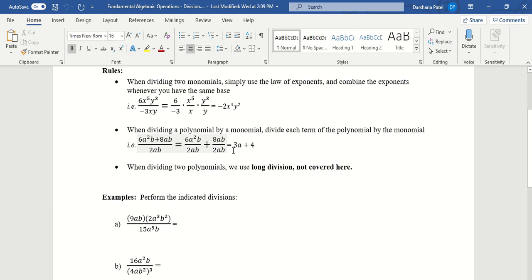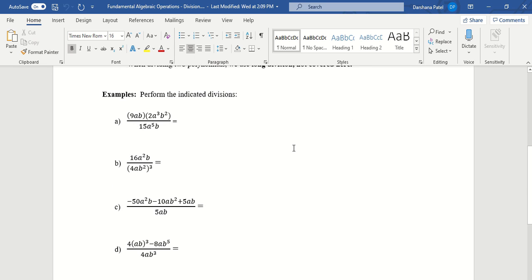6 divided by 2 will give me 3. A square divided by a will give me a. B divided by b cancels out, or it reduces to 1. 8ab divided by 2ab, 8 divided by 2 will give me 4. A and a reduce, b and b reduce, basically it's gone, we get 4. Okay. When dividing two polynomials, we use long division, we don't cover it here. Okay. So let's see some examples.